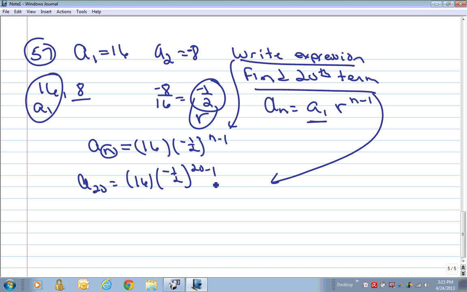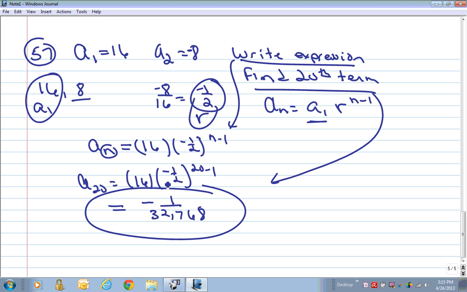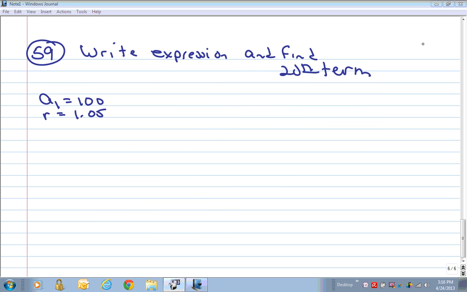And when we calculate a sub 20, we will get a very large decimal or fraction, and you're going to get -1/32,768. So Bearcats, that's your answer. All right. You may need to pause here and make sure you understand so far. We're going to move on. If you decide to pause, though, I'll be right here waiting for you.